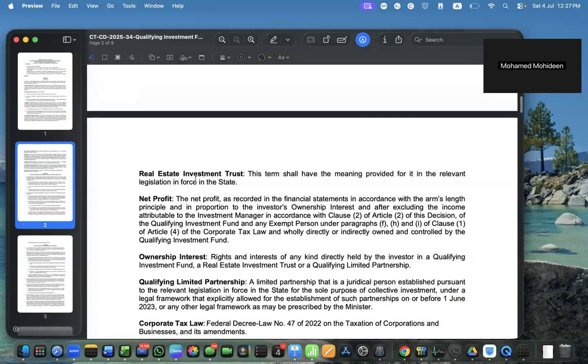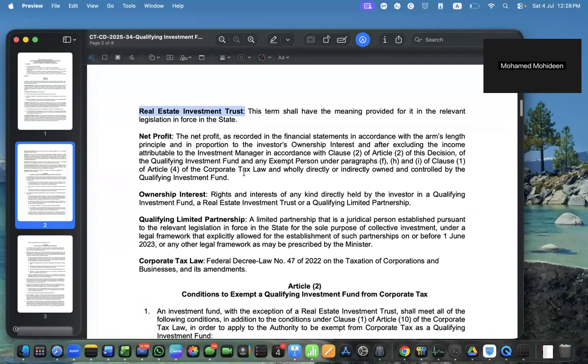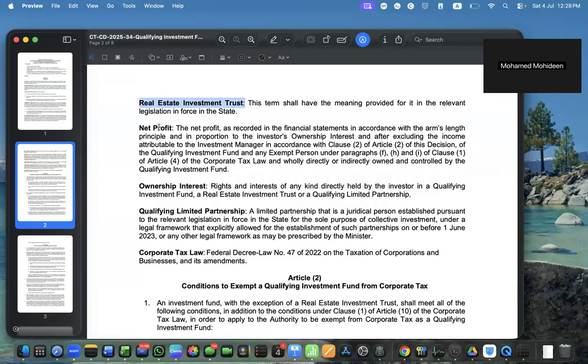Then real estate investment trust. This term shall have the meaning provided for it in the relevant legislation in force in the state. So we have real estate investment trust legislation in the UAE as well. But in simpler words, it's an investment trust which offers units for investment purposes, and they are usually listed as well. Have you heard about this before? Yeah, REIT. Yes, famous REITs.